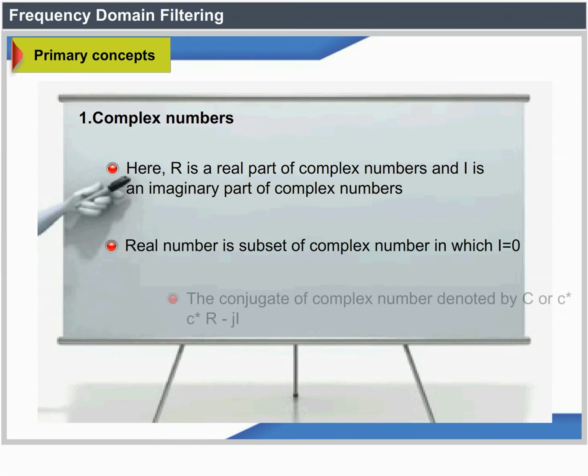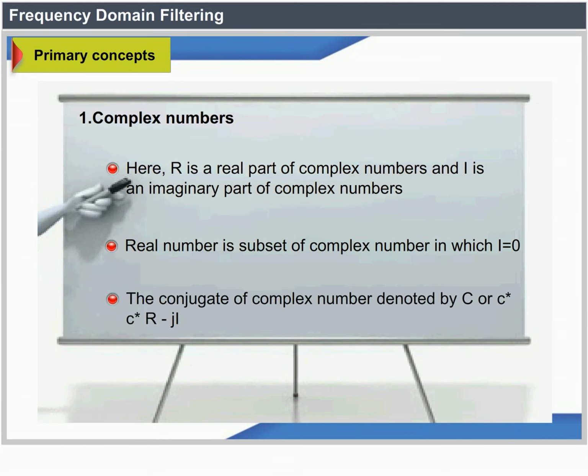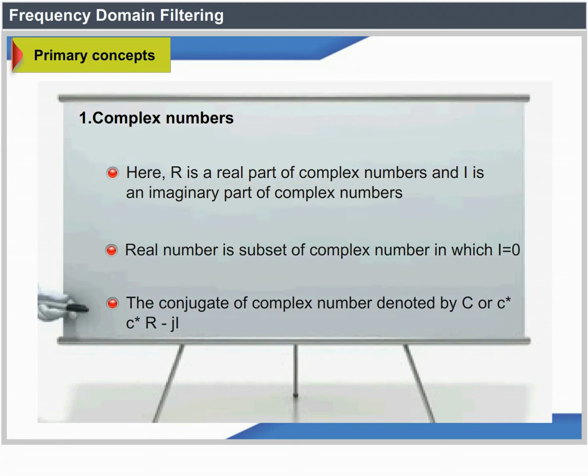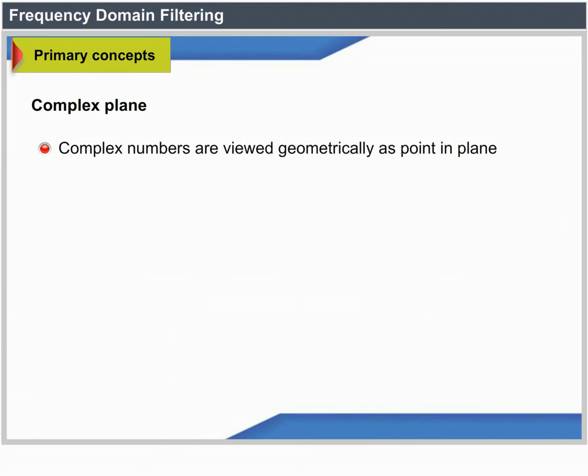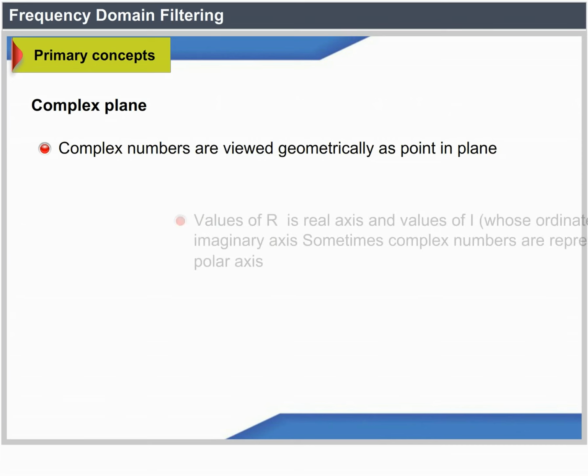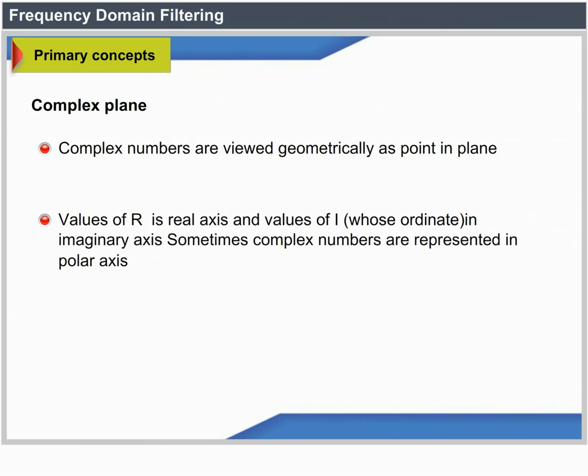Sometimes complex numbers are represented in polar axis. C equals mod of C into cos theta plus j sin theta, where mod of C equals square root of R squared plus I squared. This equation represents the length of the vector extending from the origin of the complex plane to the point (R, I), and theta is the angle between the vector and the real axis.